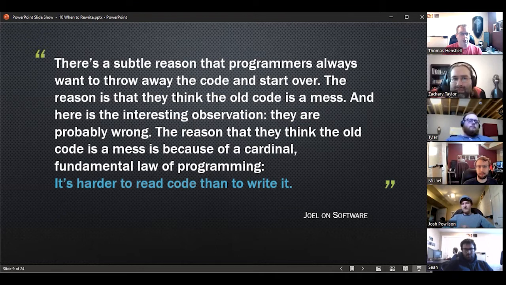And here is the interesting observation. They're probably wrong. The reason that they think the old code is a mess is because of a cardinal, fundamental law of programming. It's harder to read code than to write code. When you're in school, if you went to school for programming, how much code reading did you have to do? Close to none. You had to write code.